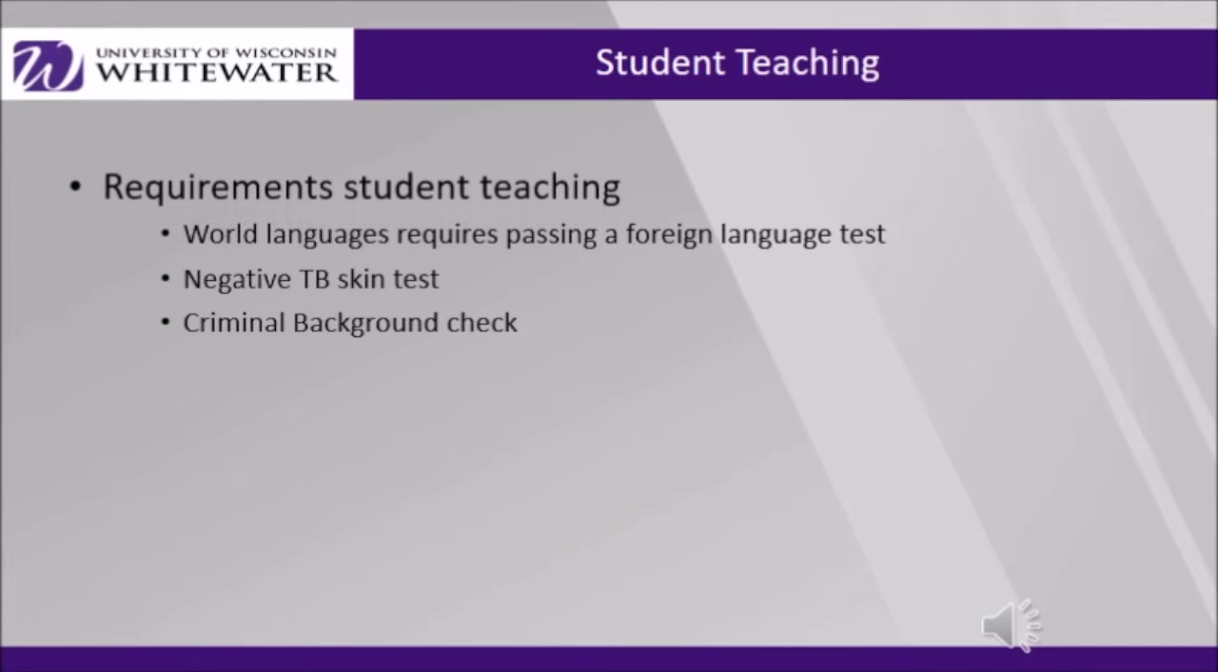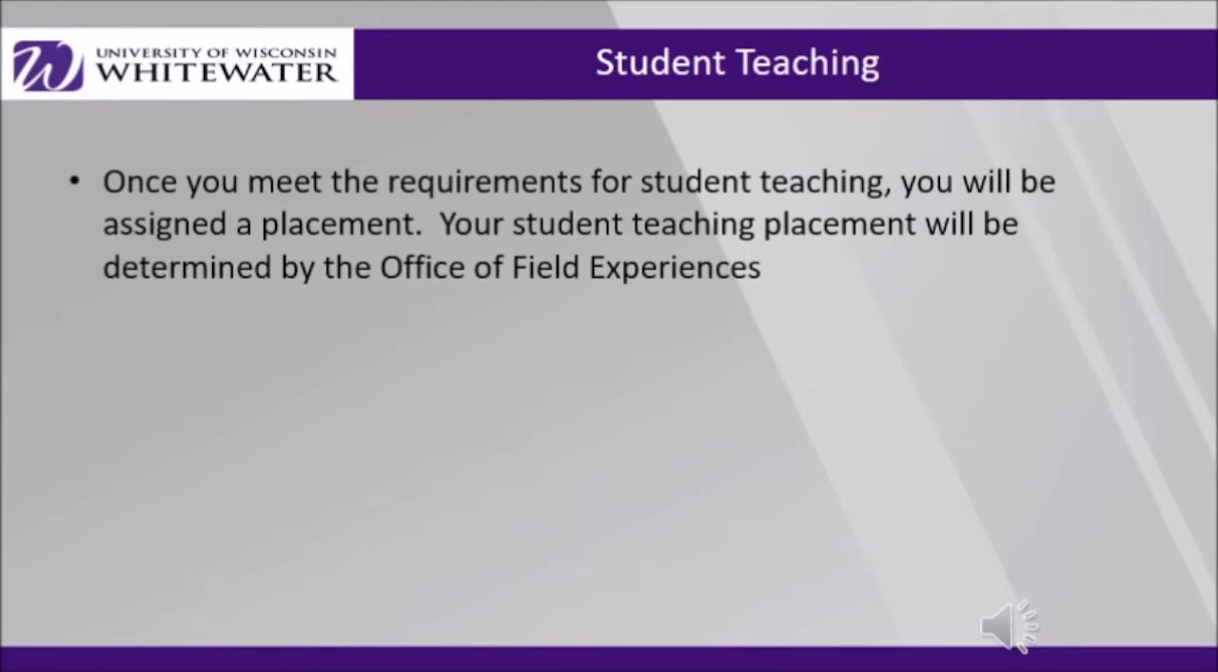Some additional requirements for student teaching are a negative TB skin test, as well as a criminal background check. If you are getting a BSc in world languages, you also need to pass a foreign language test. Once you meet the requirements for student teaching, you will be assigned a placement.